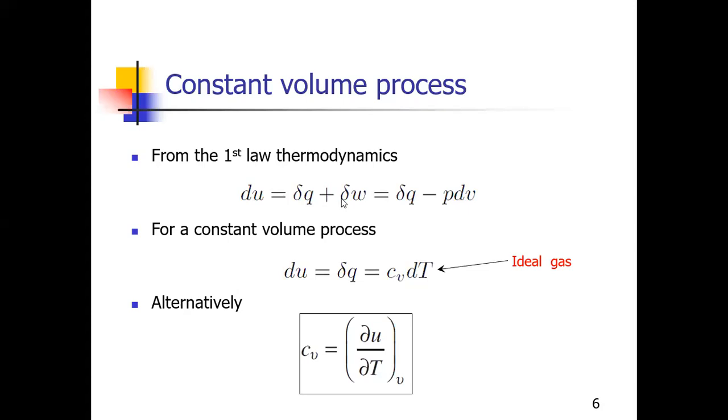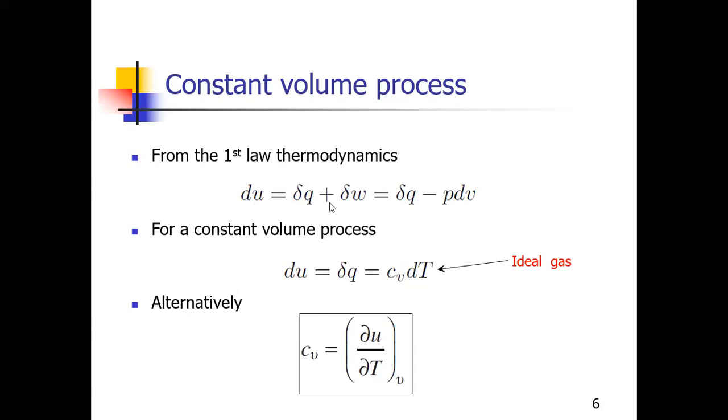Okay. So dW in this case is going to be minus PdV. Why? Because when dV is negative, it means the work is being done on the system. It is being compressed. dV is negative, so this is negative. Negative and negative will make it positive, and that will increase the internal energy of the system.